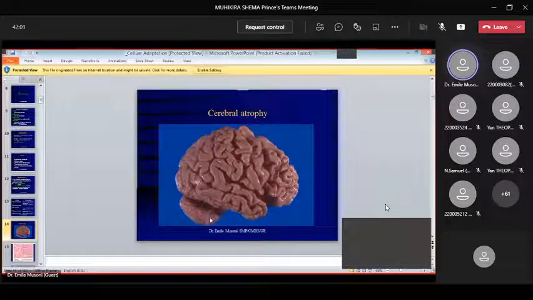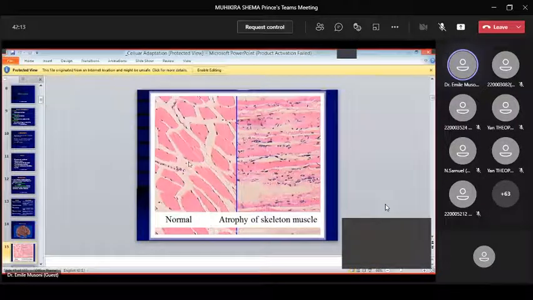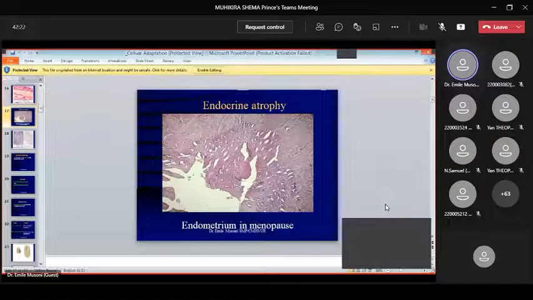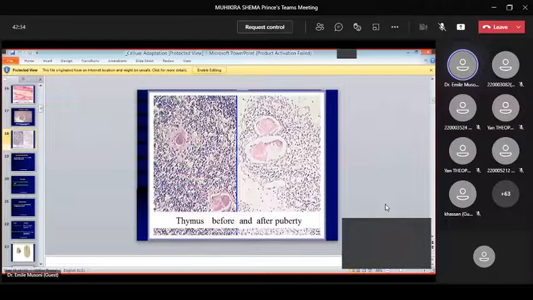For example, this one is a brain, there is a cerebral atrophy. Normally, the cerebellum must be like this, but what you see here is very small. This is a normal muscle. This is an atrophic skeletal muscle. This is endocrine atrophy in menopause. Those endometrial glands become cystic. This is an indication of endocrine atrophy. For example, this thymus, this involution of the thymus, those are corpuscles, if you remember in histology.